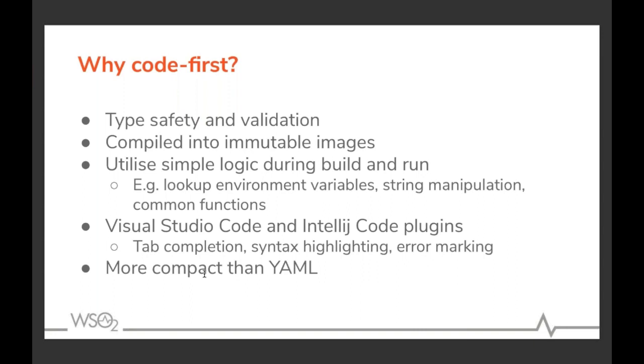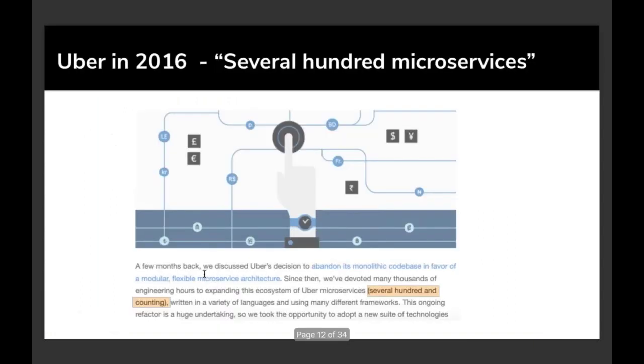So why this idea of a cell? This is a blog that Uber posted back in 2016, saying they had just started their journey towards the microservices architecture. And back in 2016, they had built several hundred microservices and counting. Earlier this year, they put up this graph at a conference, which is their microservice graph.